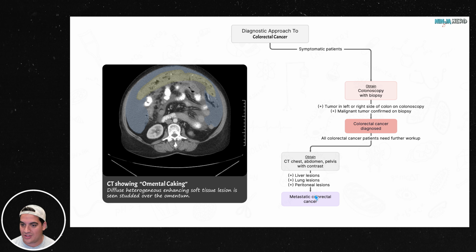If they got liver lesions, lung lesions, or peritoneal carcinomatosis, I got metastatic colorectal cancer. And that's pretty aggressive, and there's not much that we can do with that. There may be certain exceptions that you can consider, especially if the only area that it metastasized to is the liver.